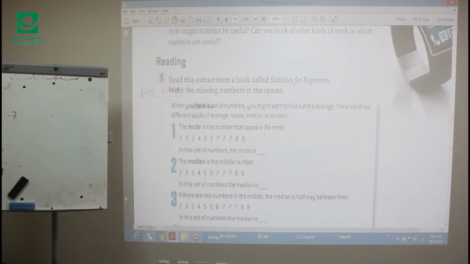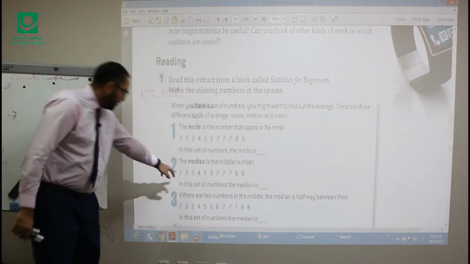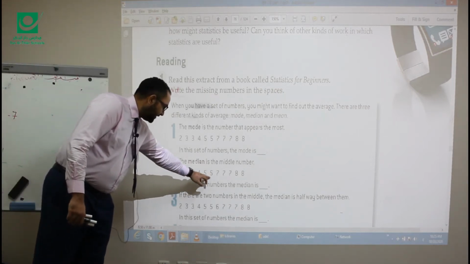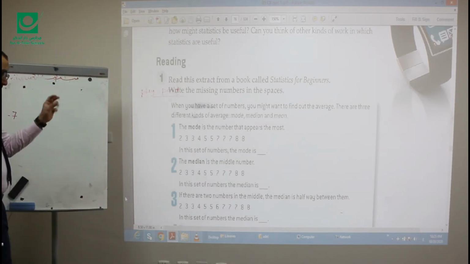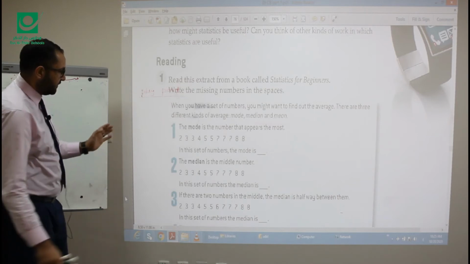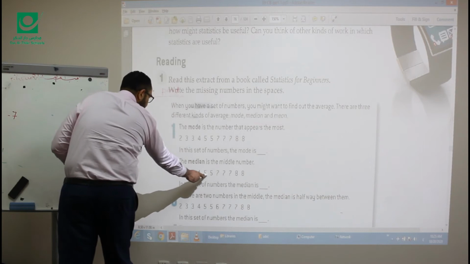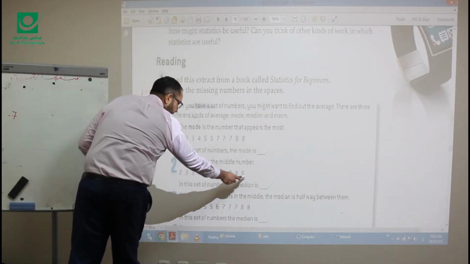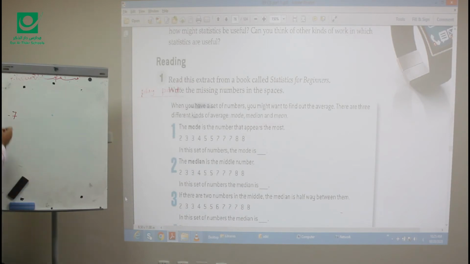Look at the second one. The median is the middle number, so the middle number in a set of numbers. Look at the numbers. We have 2, 3, 3. Count them. 1, 2, 3, 4, 5, 6, 7, 8, 9, 10, 11. So the middle number should separate 5 numbers on the left and 5 on the right. So 1, 2, 3, 4, 5. 1, 2, 3, 4, 5. So number 5 is the one in the middle.